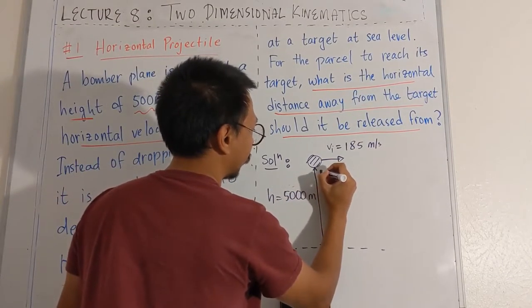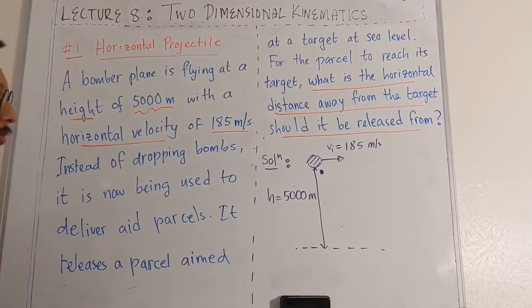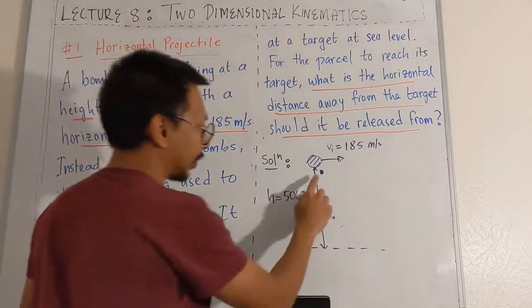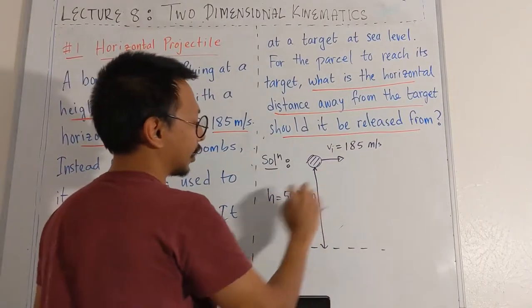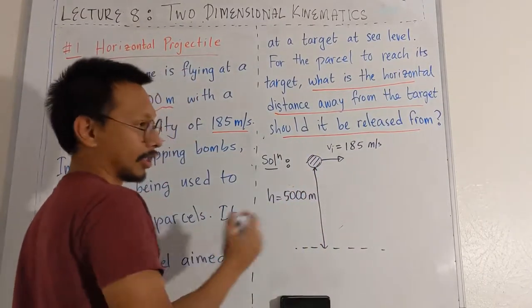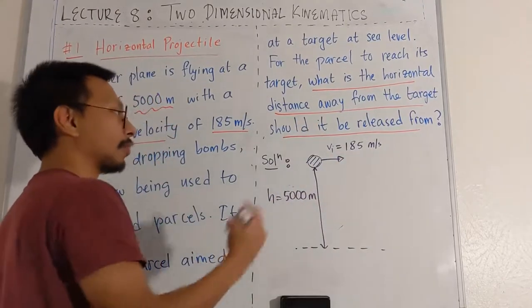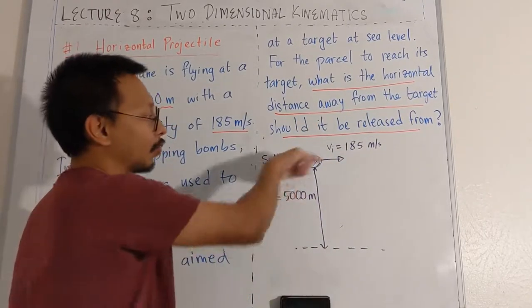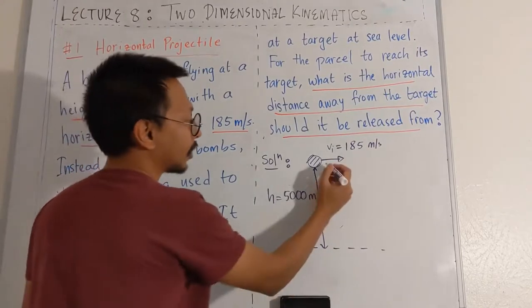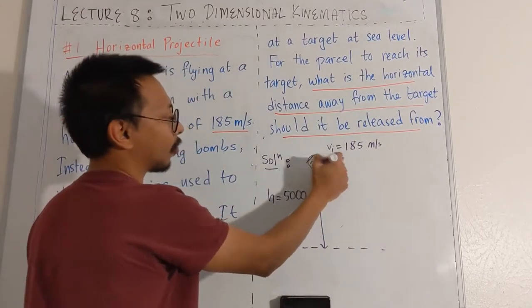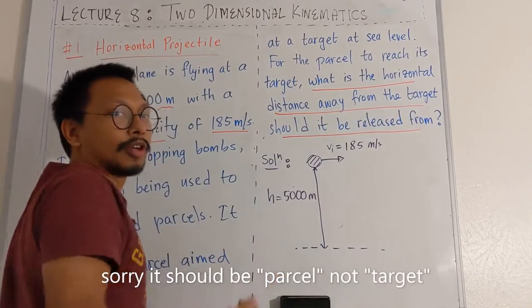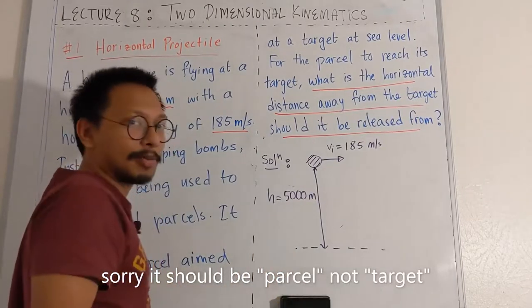a smaller blob. It has dropped a parcel. So remember, the parcel was initially part of the plane because it was inside the plane. So the velocity at which the plane was moving, the parcel was moving at the same velocity when it was released. Okay, so we can just call this big blob the target anyway, because they can be assumed to be the same.